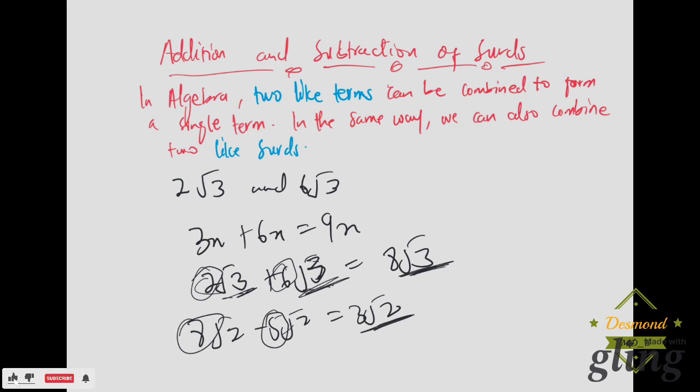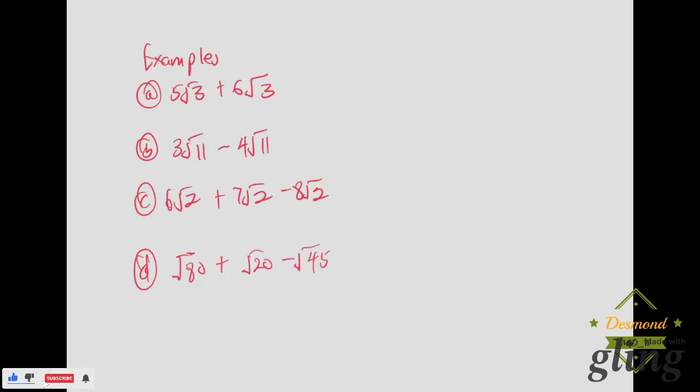However, we cannot combine unlike terms, such as if we have maybe 4 root 3 and 5 root 2. You cannot combine these because they are unlike terms. We have root 3 and we have root 2, so we cannot combine them. Let's take some examples and see. With this example, we have 5 root 3 plus 6 root 3.